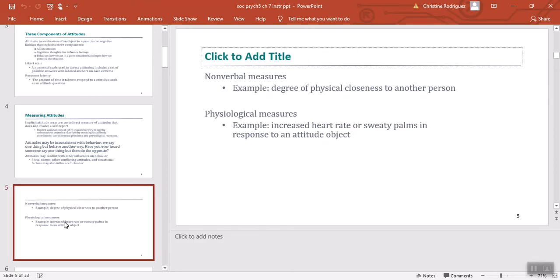So, how do we measure attitudes? Well, certainly what people say gives us an indication. However, we do know that there are also nonverbal measures. So, how close we are to somebody, our facial expressions, whether we touch someone or hug someone, etc.